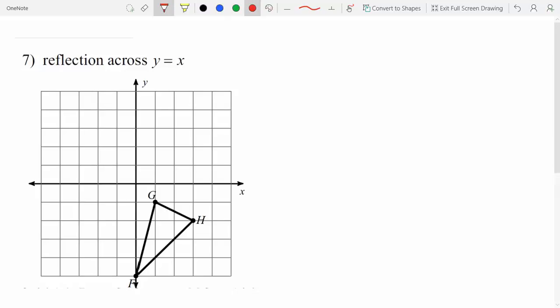Welcome back. Here is another reflection, except this time it's about the line y equals x. And this is a little tricky one. Maybe you already know it. If you do, skip to the end to check the answer. But I'm going to try and explain this one.